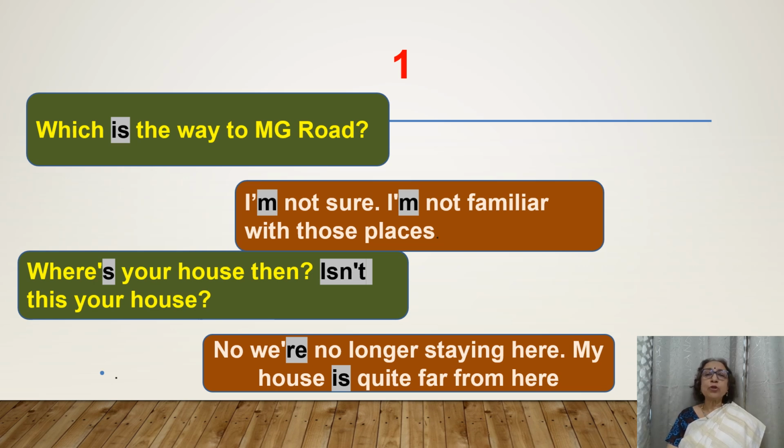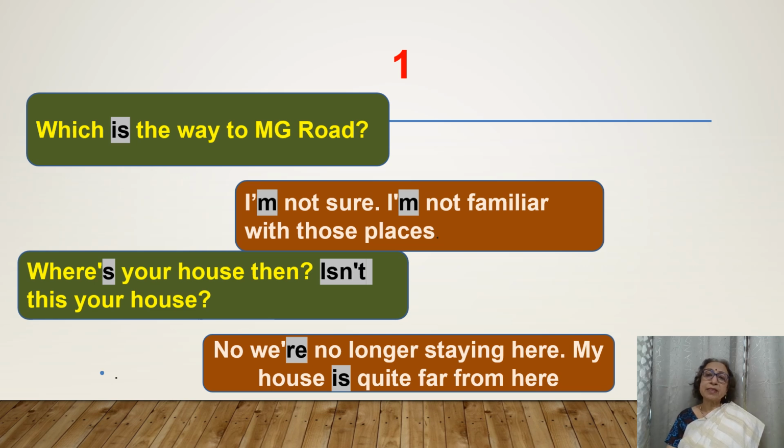Which is the way to MG Road? Now somebody is asking, which is the way? Is auxiliary verb primary? I'm not sure. I'm not familiar with those places. So the second person replies by saying, I am. Now we don't say full I am. We put an apostrophe and say, I'm not sure. I'm not familiar with those places.